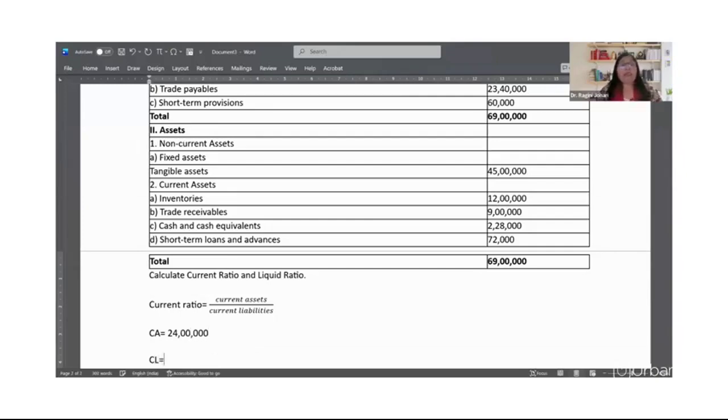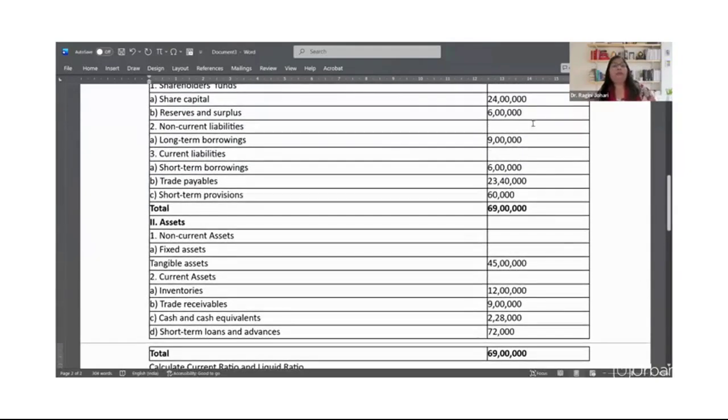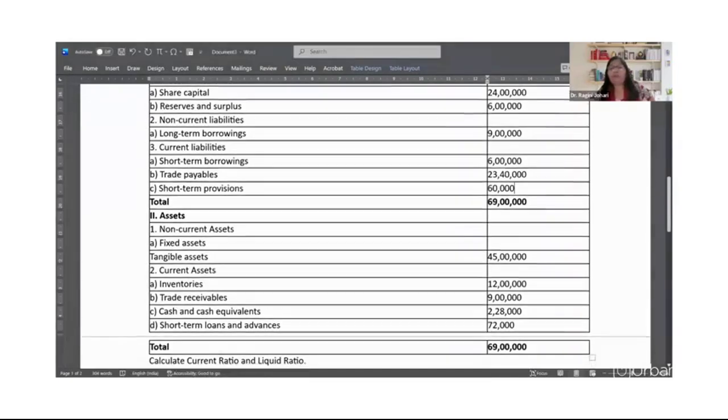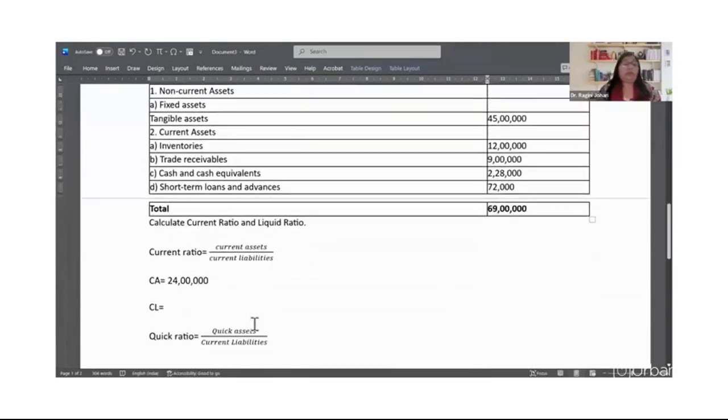Now let us find out the current liabilities. Let's scroll a little up here. Current liabilities comprise of short-term borrowing 6 lakh, 23 lakh 40,000 here and 60,000 here. This makes it how much? 24 lakhs plus 6 lakhs. That is, does it come to 30 lakhs? Yes, it comes to 30 lakhs. So current liabilities are 30 lakhs.